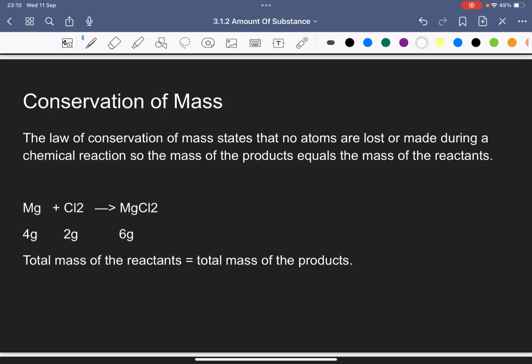So the law of conservation of mass states that no atoms are lost or made during a chemical reaction, so the mass of the products equals the mass of the reactants. So essentially what this means is that over here we have 1 Mg atom and 1 Mg atom on the right, and we have 2 CO atoms on the left and 2 CO atoms on the right. So basically we should always have the same number of atoms on the left and right, and because of this our mass on the left and right should always be the same as well, or our total mass, sorry.